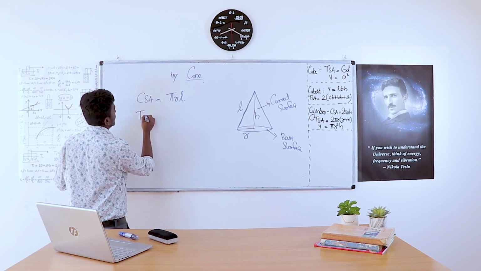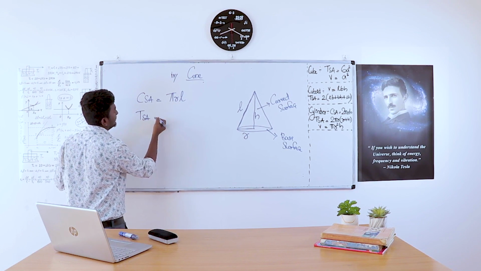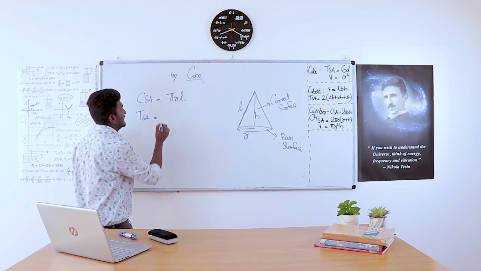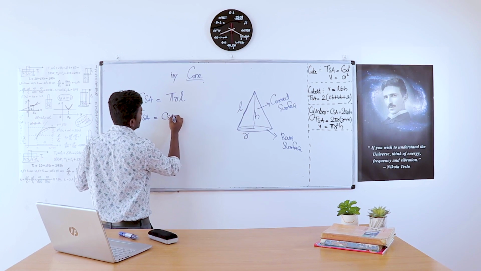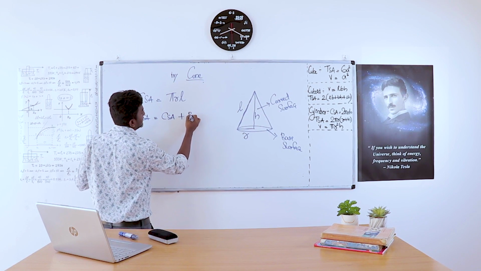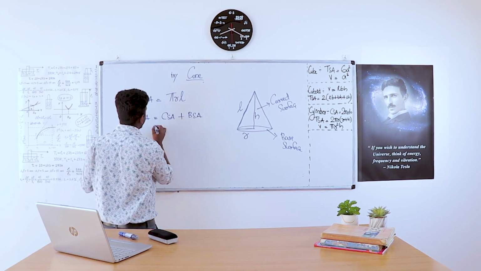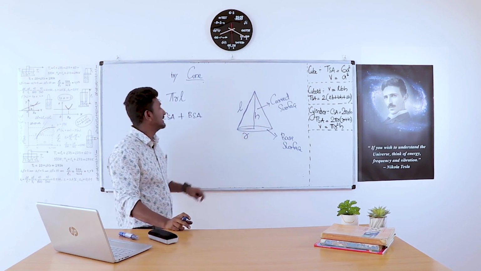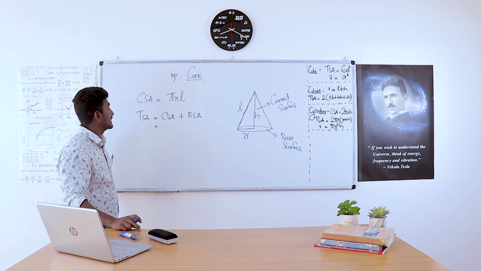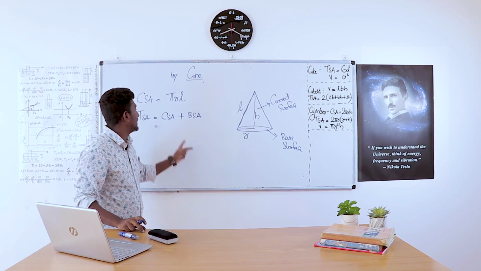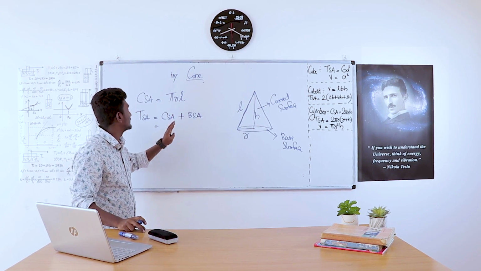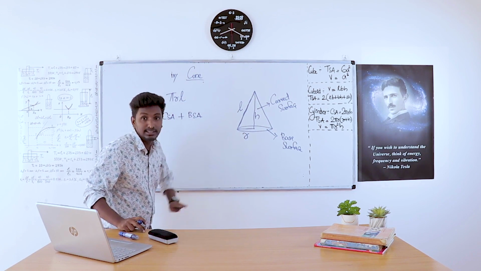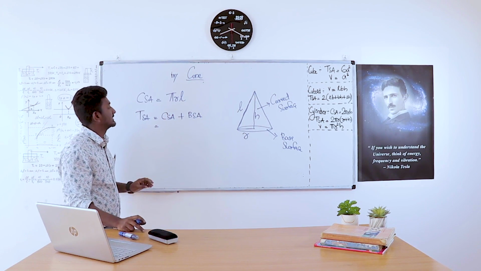Then total surface area. What is the total surface area? Total surface area is curved surface area plus base surface area. We are having two surfaces, one curved surface and one base surface. So for finding total surface area, we need to add curved surface area and base surface area. That is curved surface area plus base surface area gives total surface area.